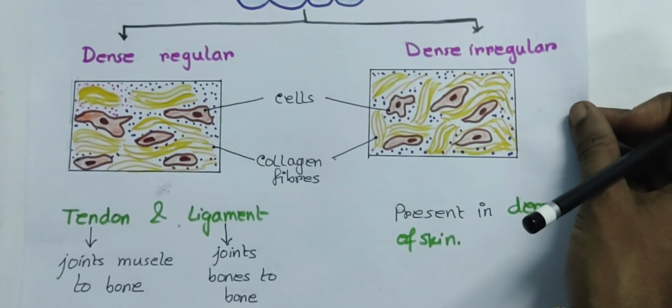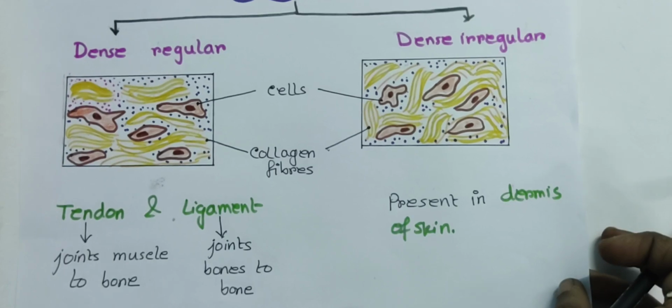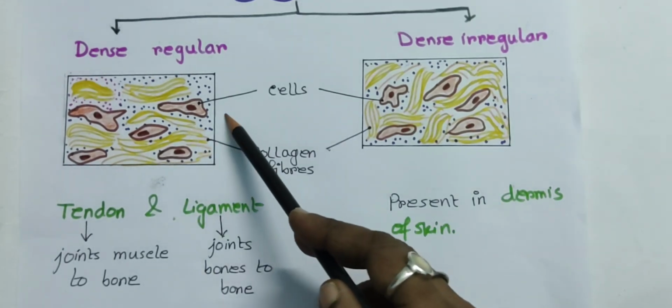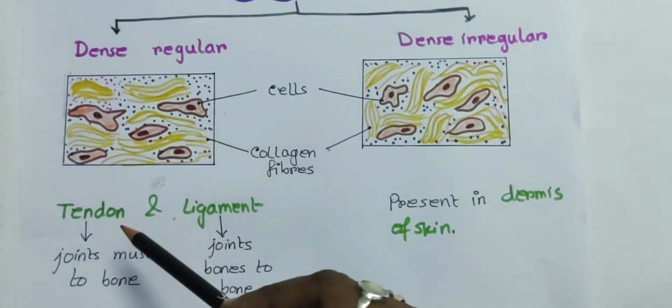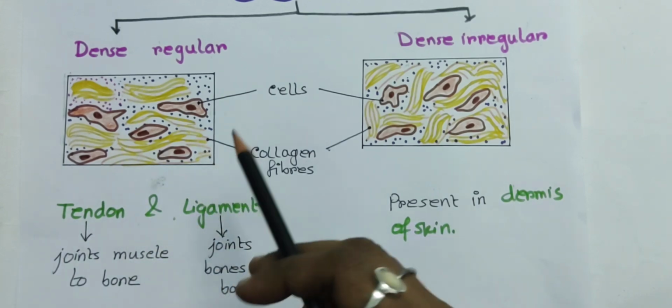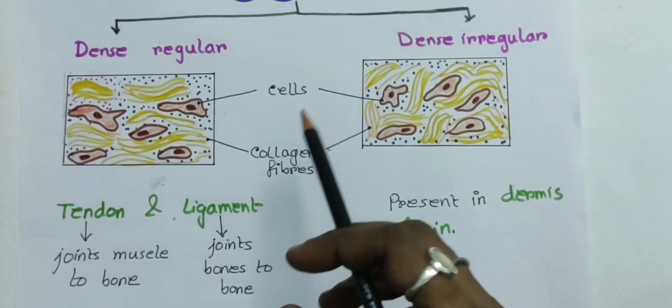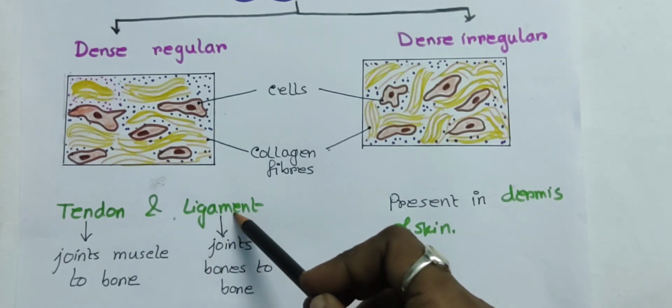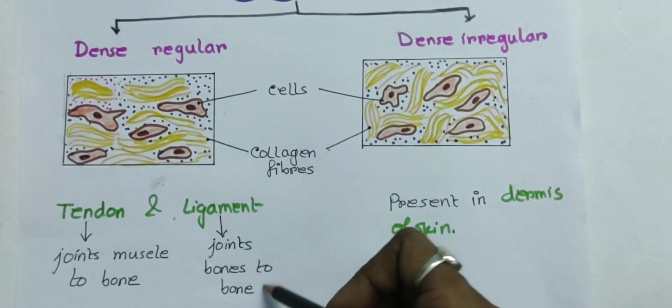Now where are they located? Dense regular connective tissue is of two types. This is found in tendon and ligaments. Tendon, that links the muscle to the bone, and ligament, that joins bones to bones.